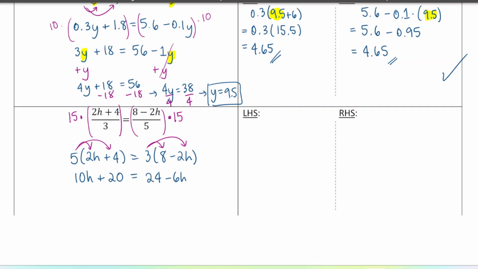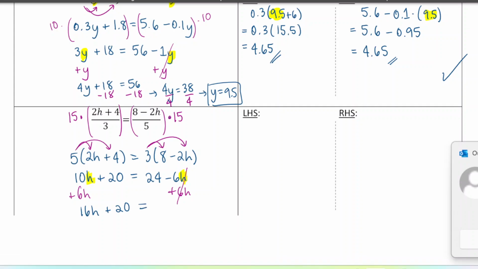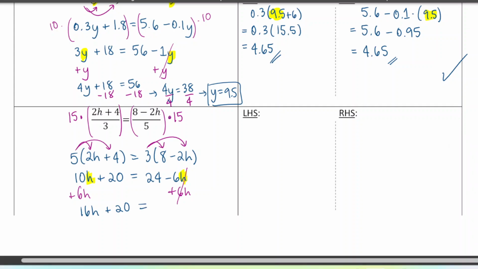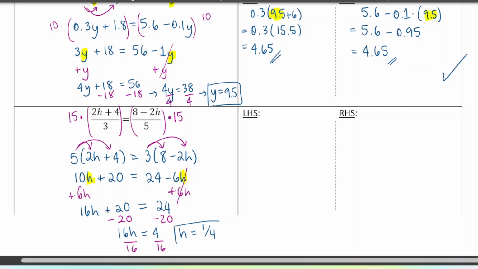And I'm going to choose to move all the h's to one side. I have to pick which side I want to pick. So I'm going to keep everything positive and add 6h to both sides and cancel it out on that side. Again, you could choose the other side, but it's just easier to work with positive numbers. So we're going to subtract 20. So we're going to have 16h equals 4, and then divide by 16. You can reduce that to 1/4 or 0.25.